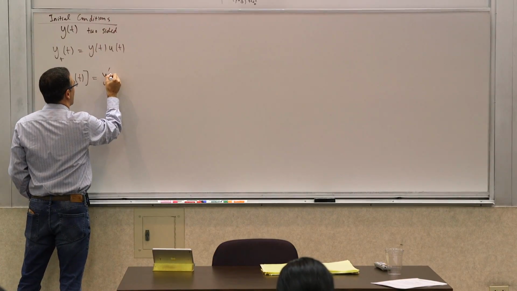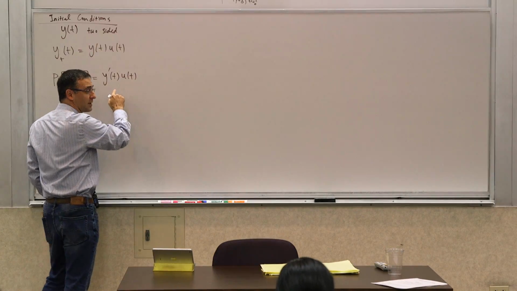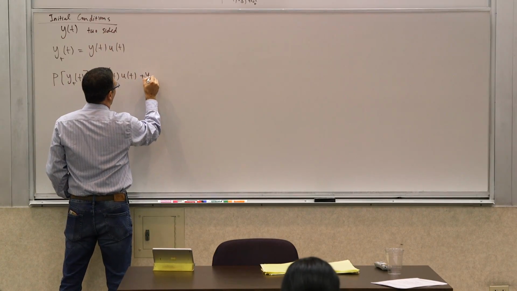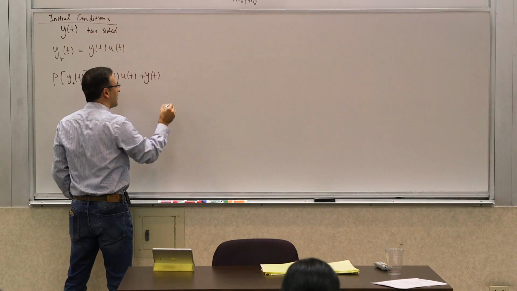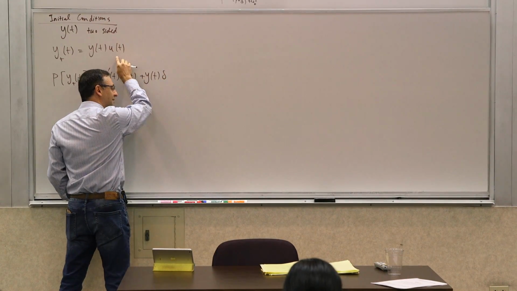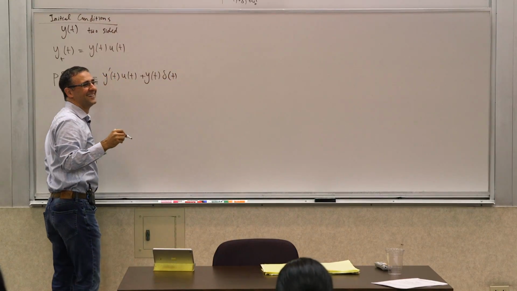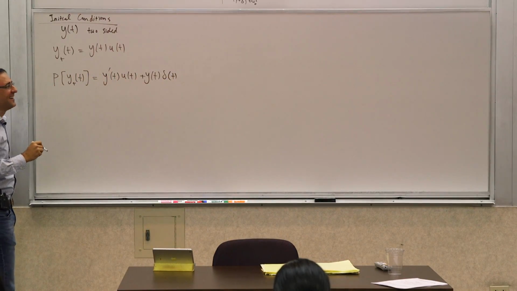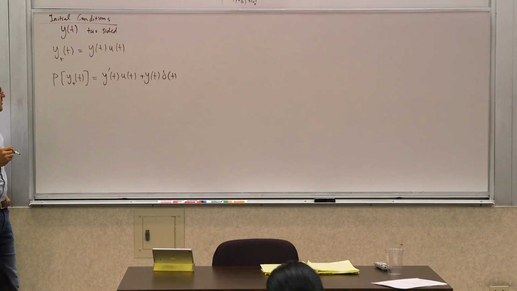So it's y prime of t, u of t. Remember, the original y is two-sided. And then y of t times the derivative of u of t. I'm sorry, I mean the derivative of the u of t. Freudian slip. Yeah, I gave you the answer. So what's the derivative of the u of t? It's the delta of t, right? So that's what it is, right?